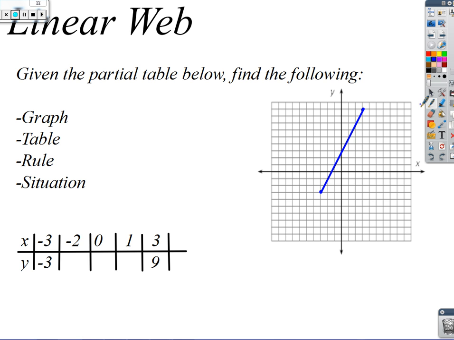So I would need to observe that this graph intersects the y-axis at 3, and I would need to observe that it goes up 2 over 1, okay, for its slope. Therefore, my equation, or my rule for this, would be y equals 2x plus 3. Keep in mind, the calculator is always a valid method.